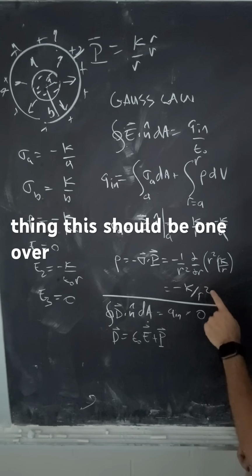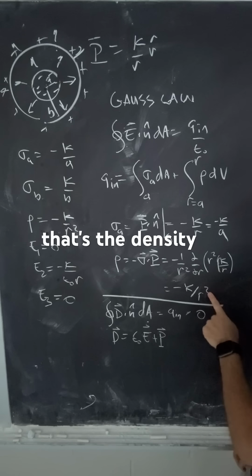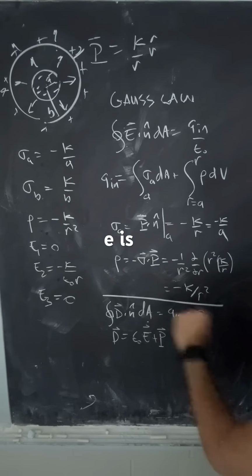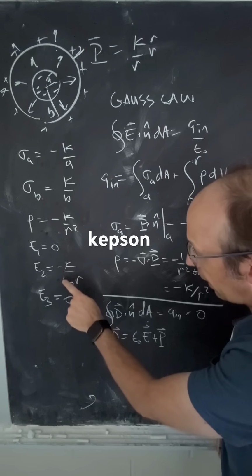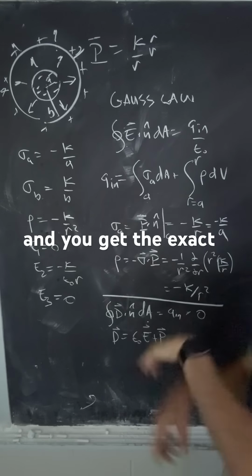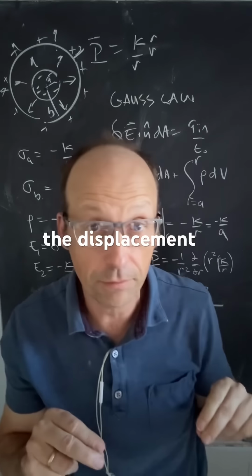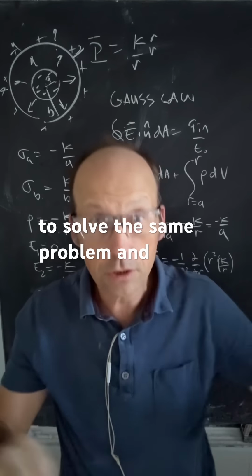E is negative k over epsilon naught r, and you get the exact same thing using the displacement field. Two ways to solve the same problem.